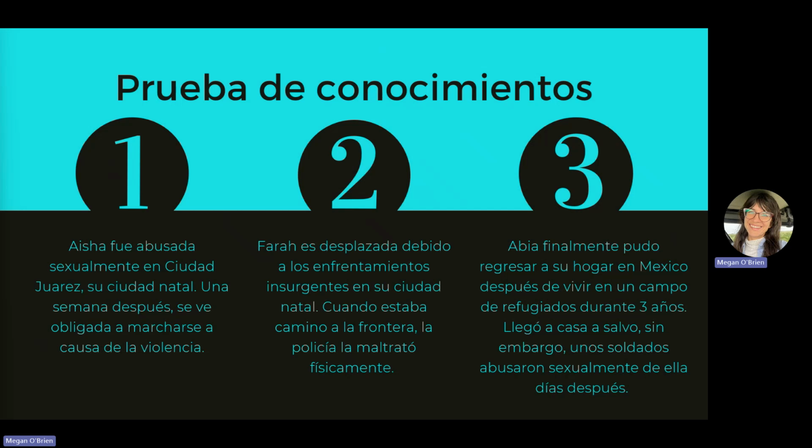Farah is displaced by rebels fighting in her hometown. On her way to the border, she was physically abused by police. How would you classify the stage of displacement at the time of incident here? This is during flight. So Farah is being displaced and she's actively on her way to a place of refuge when the violence occurred. And that's why you would classify it as during flight.